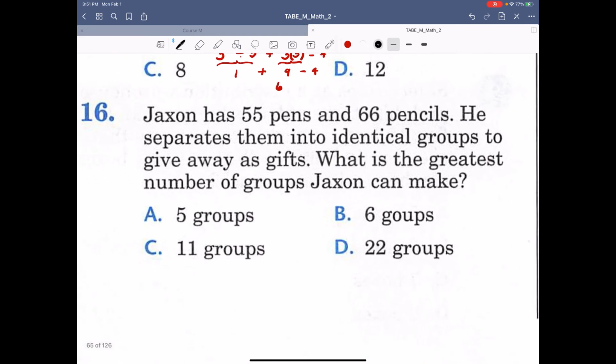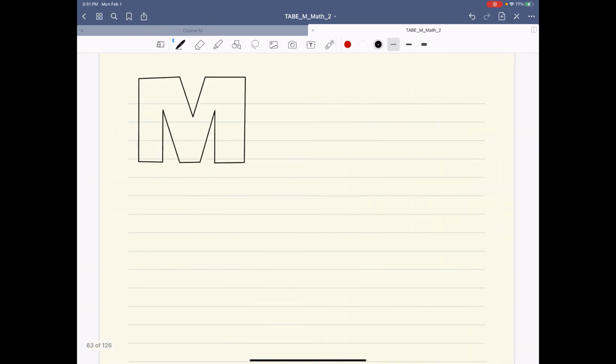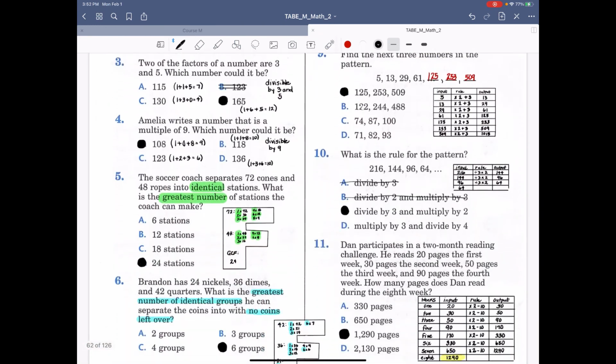Number 16. Jackson has 55 pens and 66 pencils. He separates them into identical groups to give away as gifts. What is the greatest number of groups Jackson can make? The greatest identical factor. So we need, let me keep following the method I've shown you.